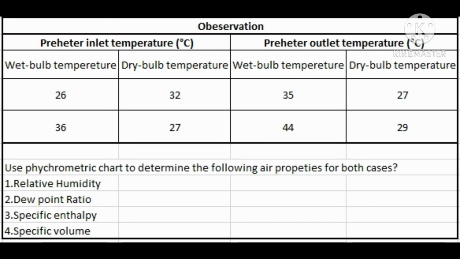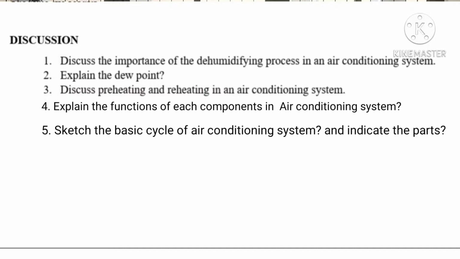For your lab report submission, you have a small calculation. This is the preheater inlet and outlet temperatures, and you have two sets of data. For each set of data, you have to calculate the relative humidity, dew point, specific enthalpy, and specific volume. That is your calculation part, to understand how the air properties change throughout the preheater.